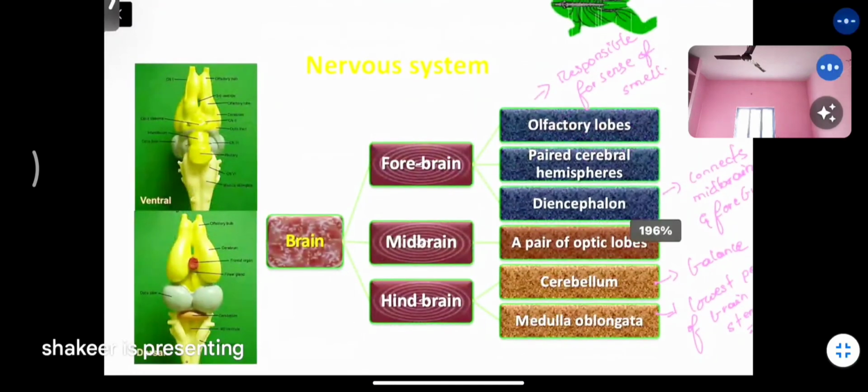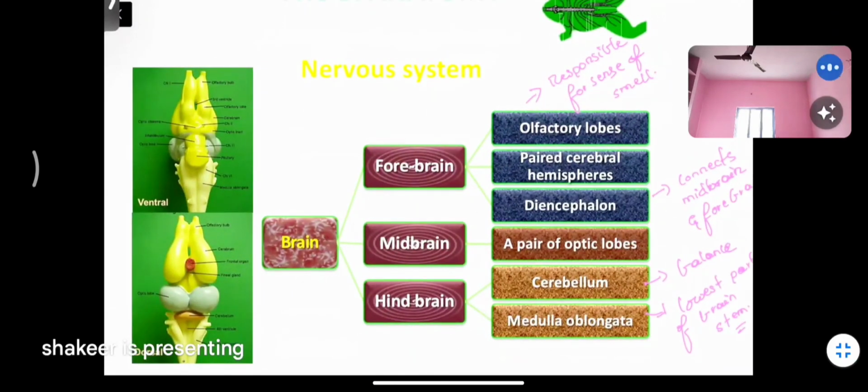Next, coming to the different parts of the brain. The brain of the frog we can divide into three types. First one is the brain which is present in the front region, which is called the forebrain. Second one is called the midbrain, the brain which is present in the middle region, and the third one is called the hindbrain. Clear? So forebrain, that is the brain which is present in the front region.